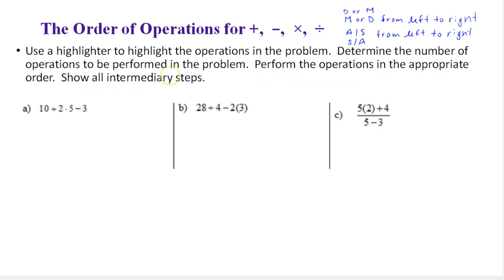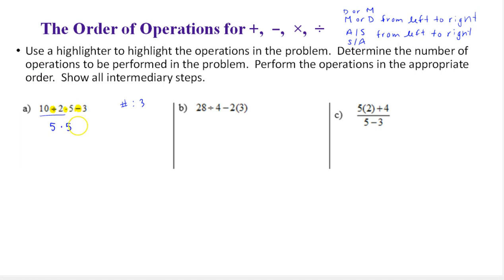showing all intermediary steps. Okay, so looking at our first problem, I see division, multiplication, and subtraction. So there are 3 operations to be performed, so I'm going to put 3 here. And first, we're going to do any multiplication or division from left to right. And notice we have multiplication and division here, and the first is division. So 10 divided by 2 is 5.